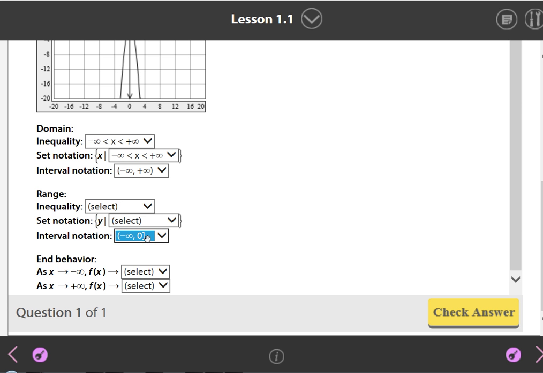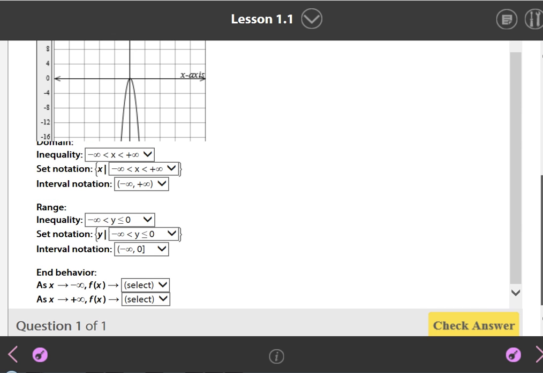So what's going to be the inequality then that matches that? Top one, yeah. And it's important that we get that equal sign in there, isn't it? Okay, good. You guys have got this. It's getting easier. Okay, what about the end behavior? Now let's look at that.